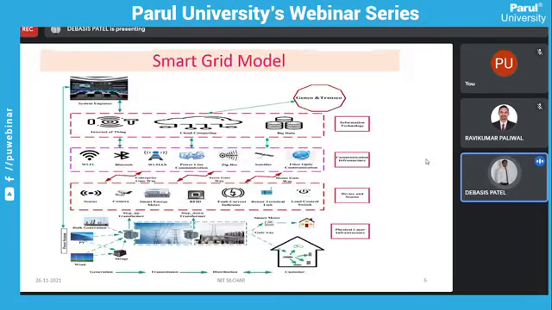So coming to the next slide, this is the most important part of the smart grid model, right? What are the components that make our grid smarter? We will see here. The first one is what? The generation part, transmission part, distribution part, and our home appliances, right? So in generation, what do we have? Bulk generation, PV, wind, storage.